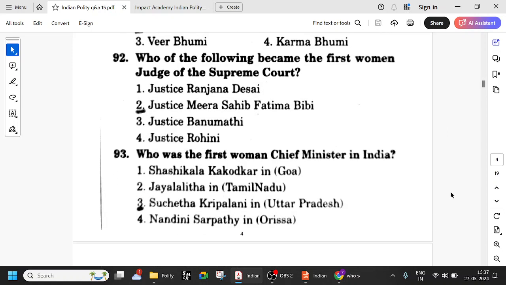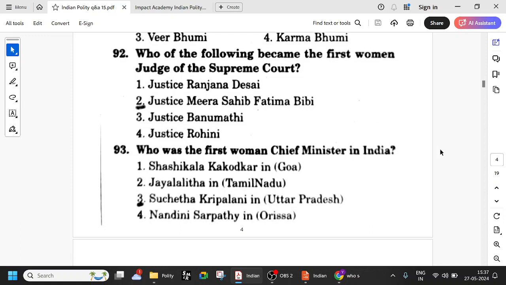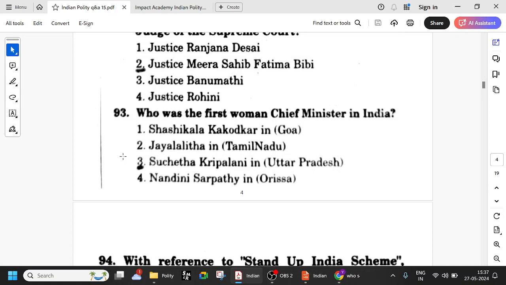So who of the following became the first woman judge of the Supreme Court? Okay, Justice Meera Sahib Fatima Bibi. Fine. Who was the first woman chief minister in India? It is Sucheta Kriplani in Uttar Pradesh.